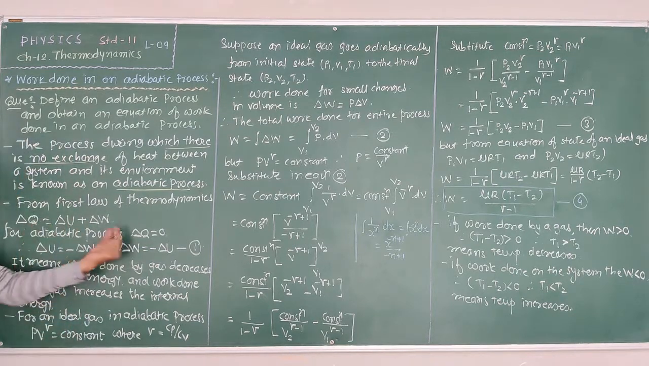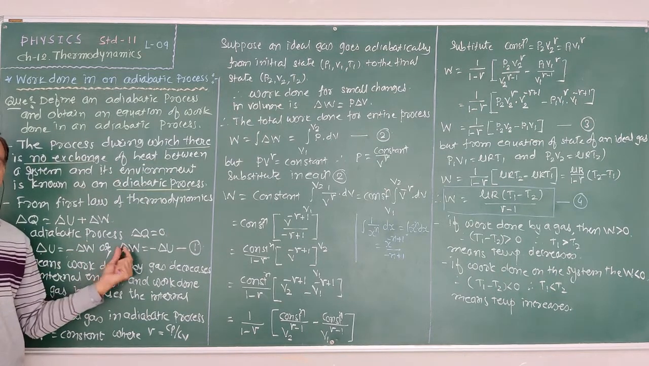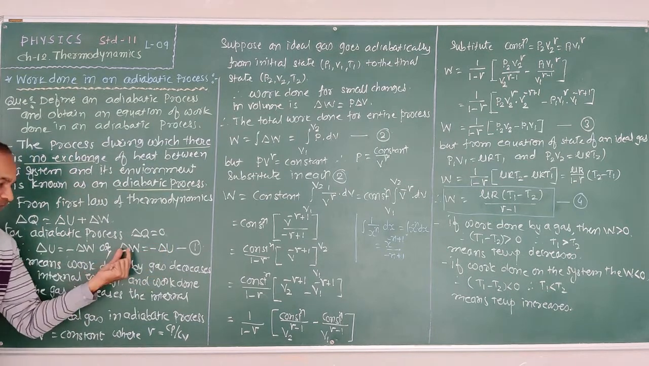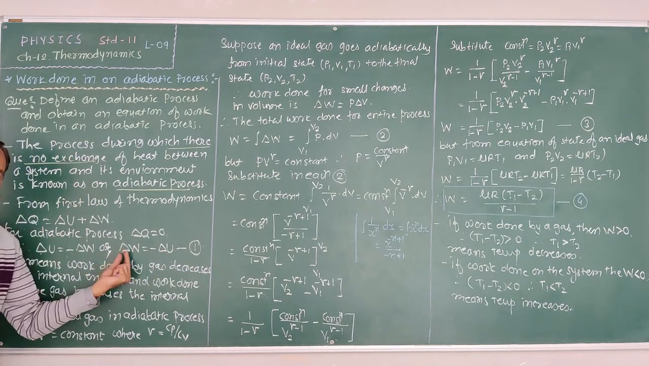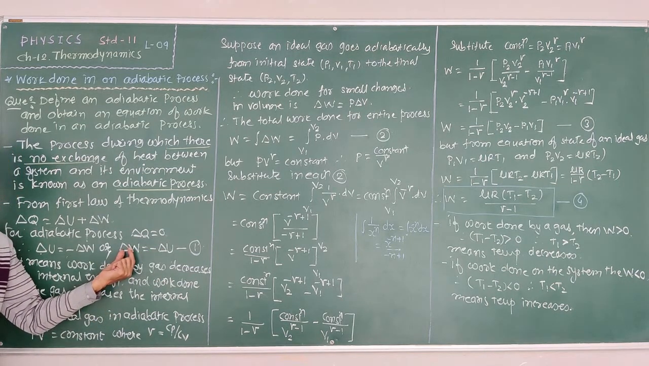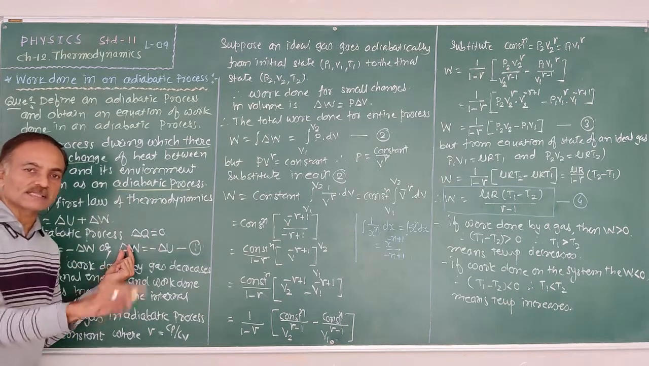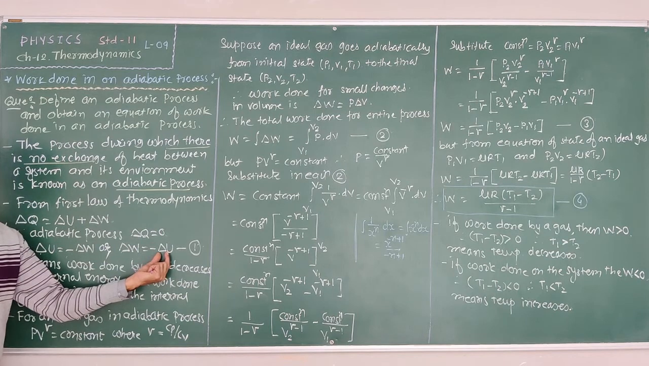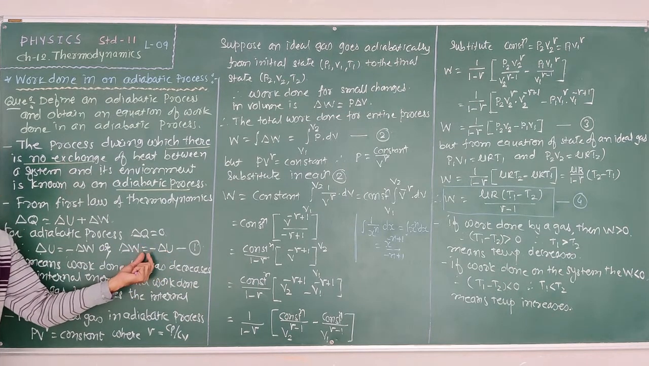Again, for adiabatic process, exchange of the heat is 0. Delta Q is equal to 0. Therefore, from first law of thermodynamics, delta U is equal to minus delta W, or delta W is equal to minus delta U. Now in this relation, delta W is equal to minus delta U. If delta W is positive, it means work done by the gas on the environment decreases the internal energy of the system because the delta U is minus.